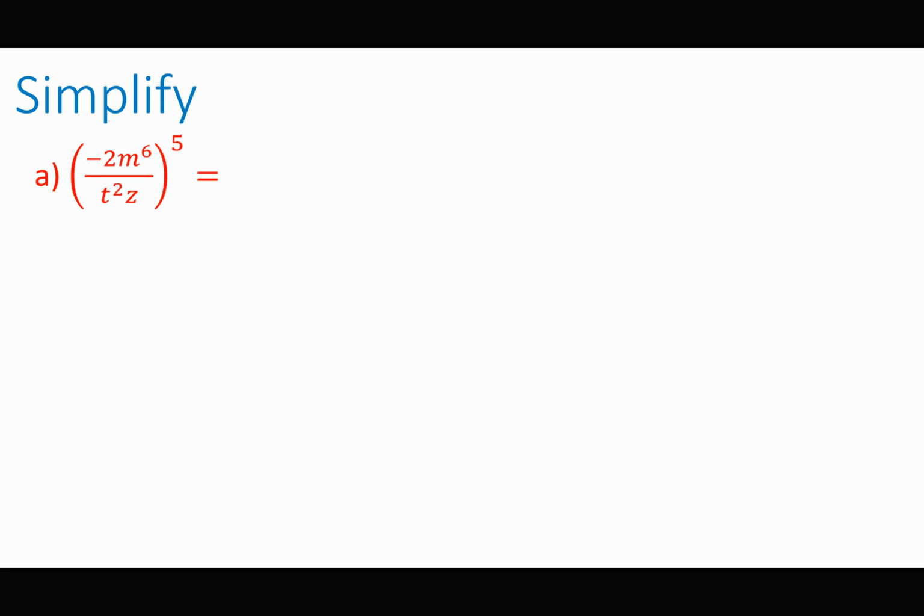All right, so let's do a couple practice ones here. So simplify this quotient. -2 m to the 6th all over t squared z all raised to the 5th power.